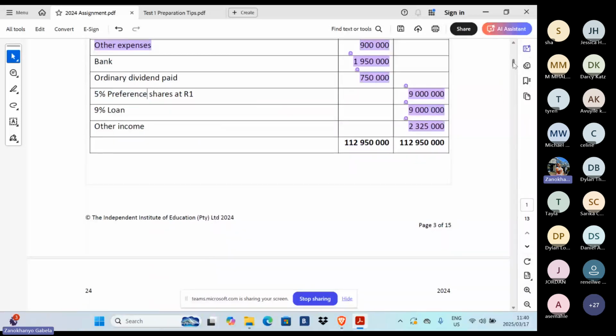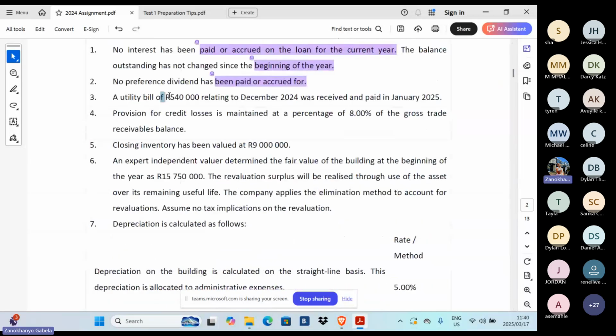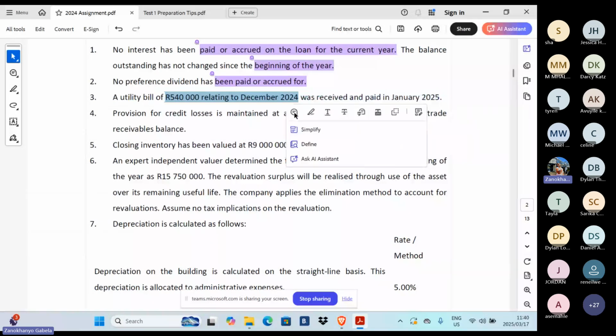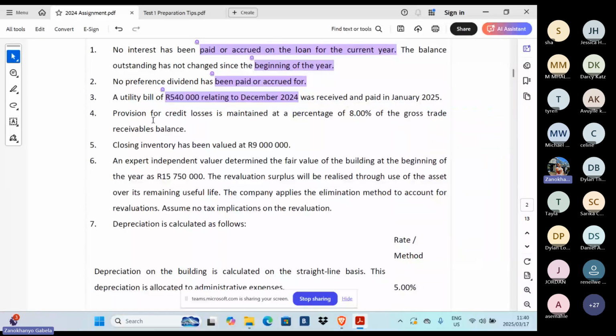And then let's scroll down. A utility bill of 540 relating to December was received and paid in January. Okay, this means this amount in December 2024 remains a liability as at this date. So a liability must be raised. Perfect. And then we move on quickly.